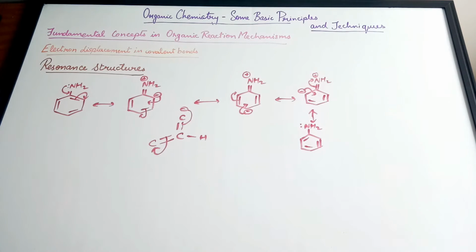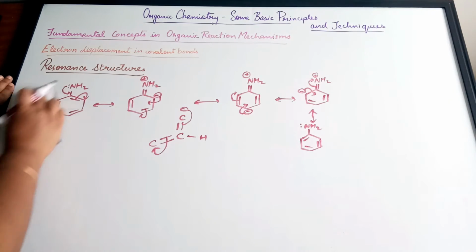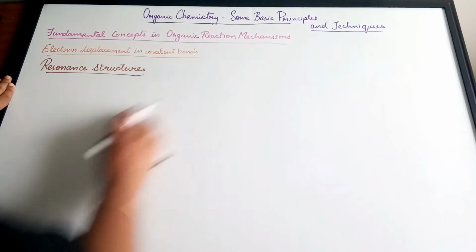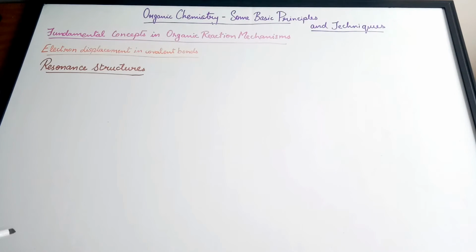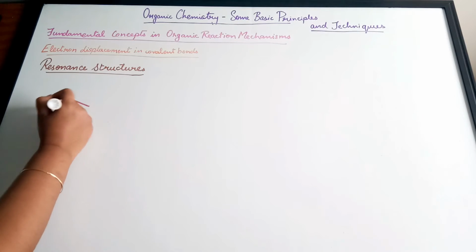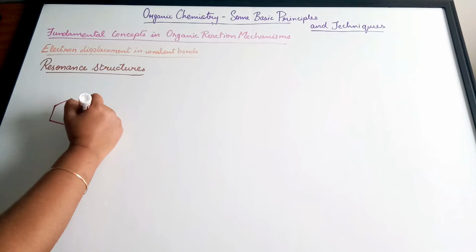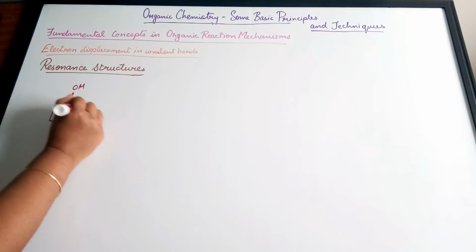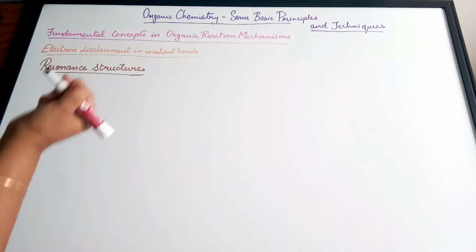So this was for aniline. Let's do the resonating structures for phenol. In phenol, you have an OH group attached to the benzene ring, and OH is also going to be electron releasing in nature. So let's start with OH, right? And double bonds here, here and here.